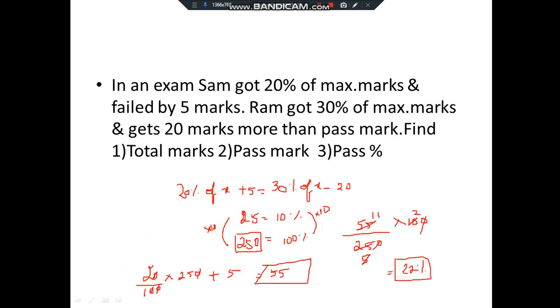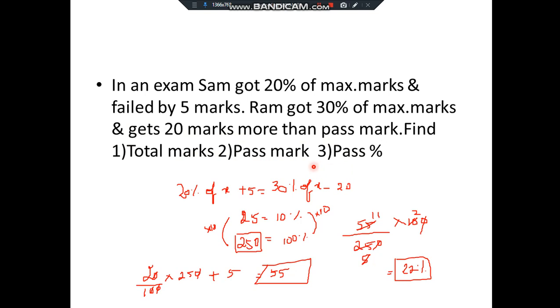See, in an exam, Sam got 20% of maximum marks and failed by 5 marks. Ram got 30% of maximum marks and gets 20 marks more than the pass mark. Find total mark, pass mark and pass percentage. So we have to find three things.